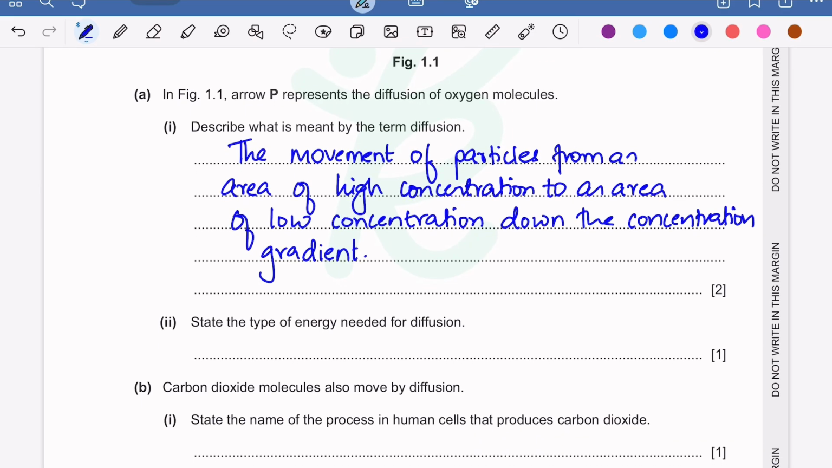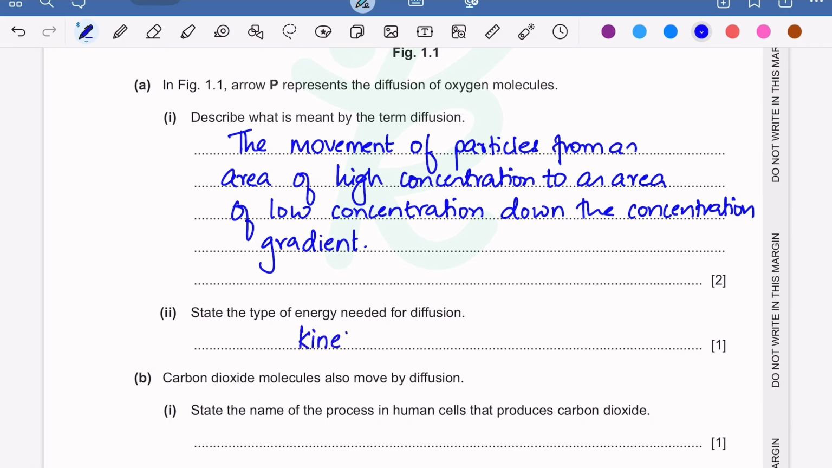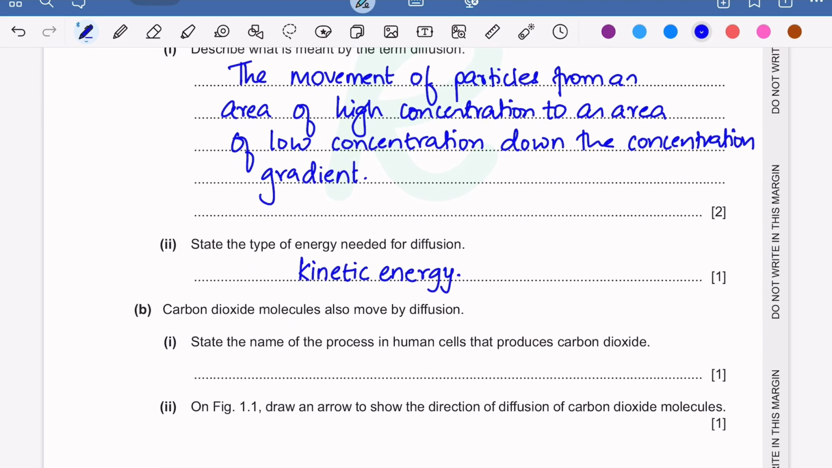State the type of energy needed for diffusion. So as we all know, when the particles move, they gain kinetic energy. So the type of energy needed for diffusion would be kinetic energy. Next question. Carbon dioxide molecules also move by diffusion. State the name of the process in human cells that produces carbon dioxide. Now we know the process in human cells that produces carbon dioxide is aerobic respiration. So the answer for this will be aerobic respiration.